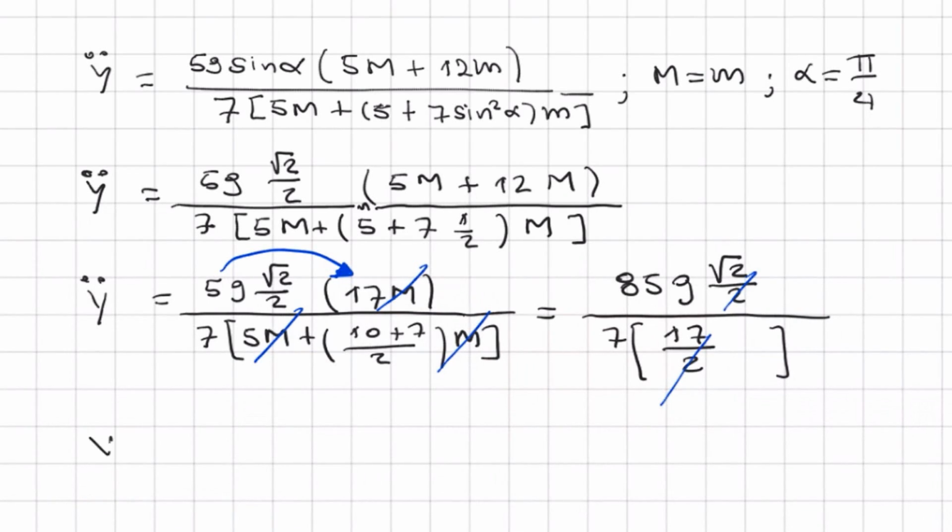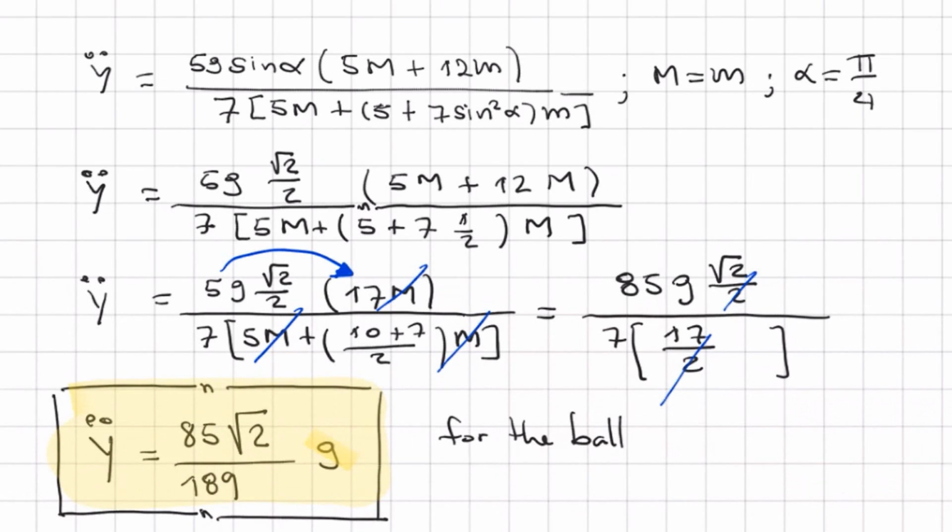And finally, the expression for the acceleration of the ball relative to the wedge under the conditions given by the problem is 85 root square of 2 dividing 189 g. Okay guys, this is the acceleration of the ball when the mass of the ball is equal to the mass of the wedge and alpha is equal to pi quarters. This is the acceleration of the ball relative to the wedge.